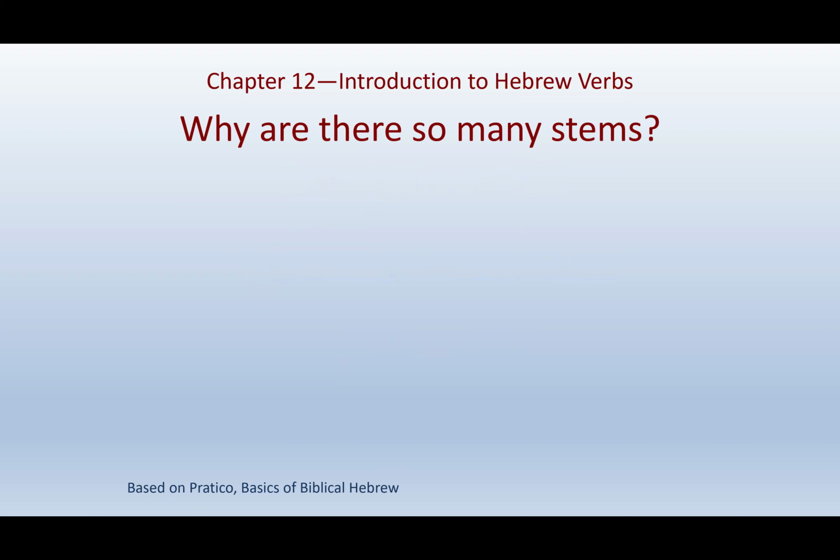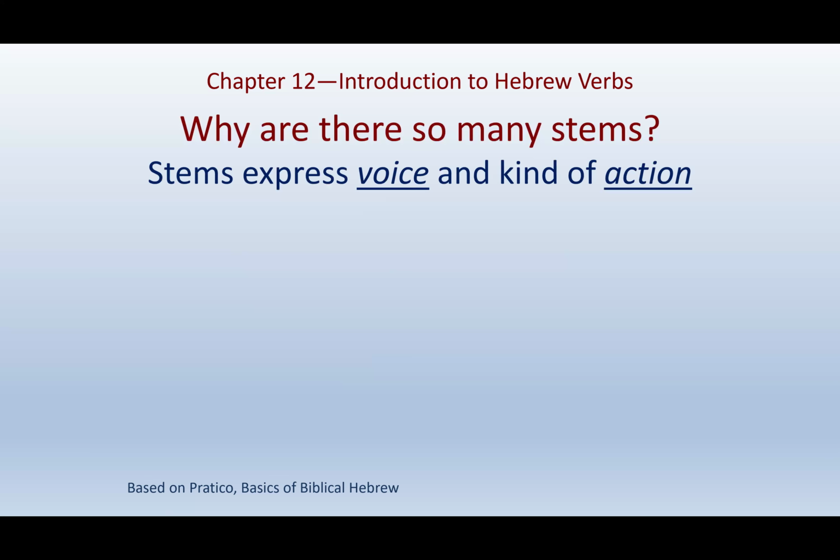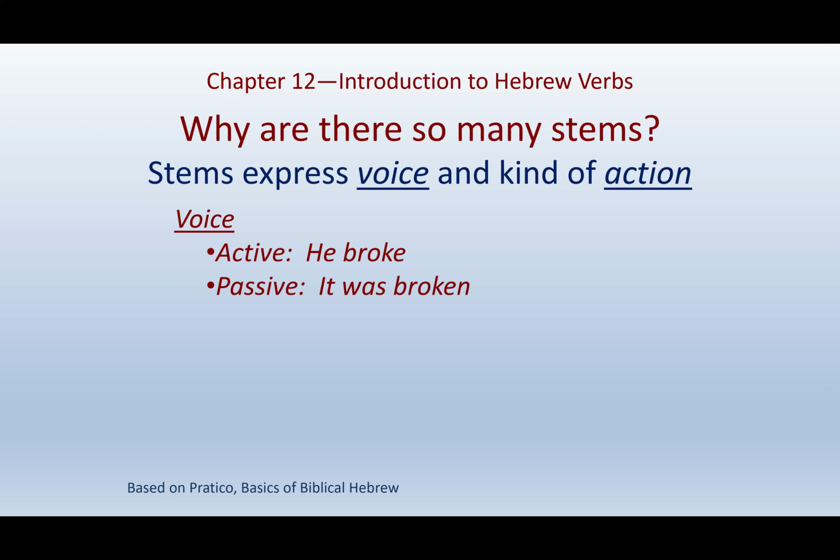Why are there so many stems? We don't really have tenses in Hebrew, but we have these stems. Why do we have these stems? Stems express voice and kind of action. All right, so what do we mean by voice? Well, active voice is when the subject does the action. He broke it. It is an object, but we're just looking at how the verb is related to the subject. So active, the subject is doing it. If it's passive, the action is happening to the subject.